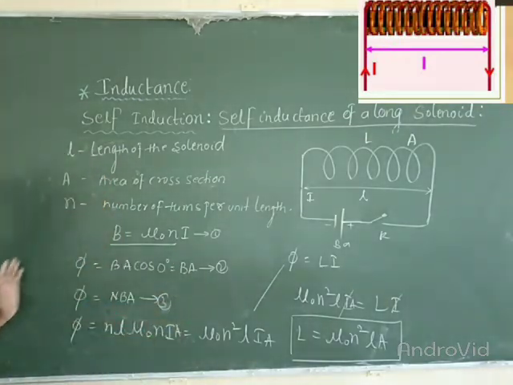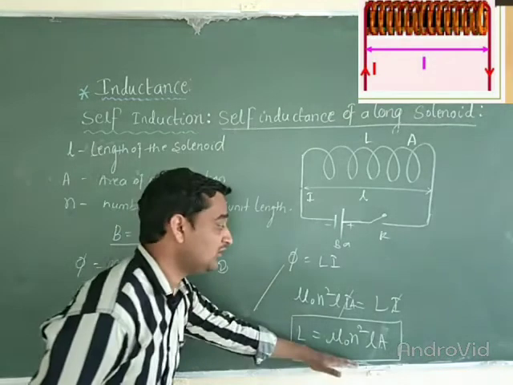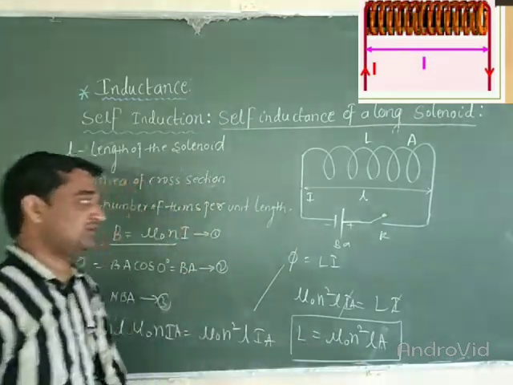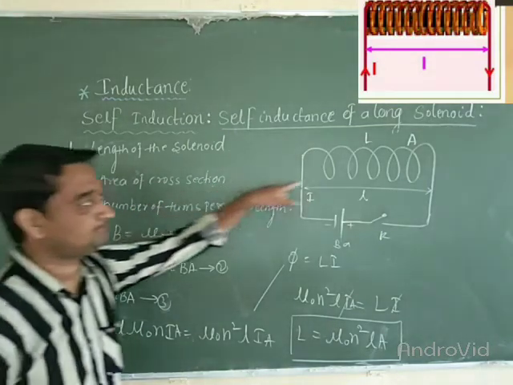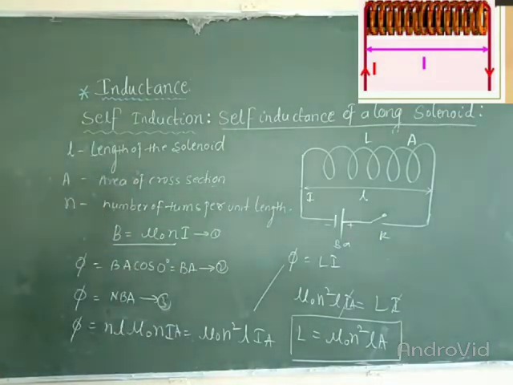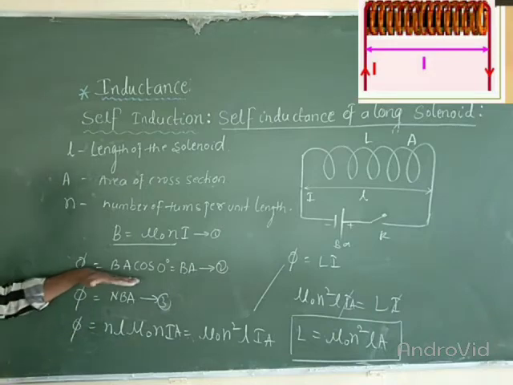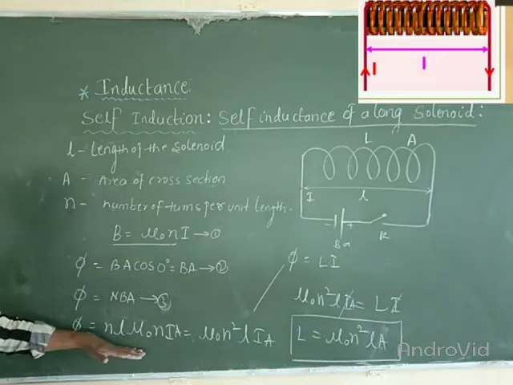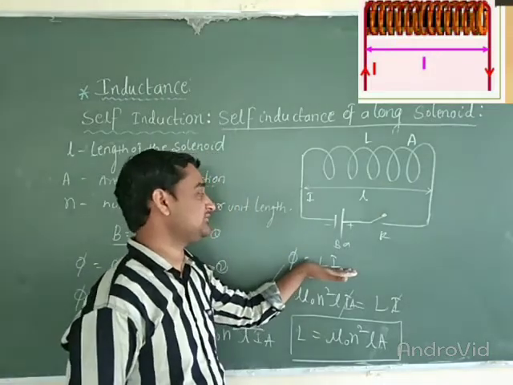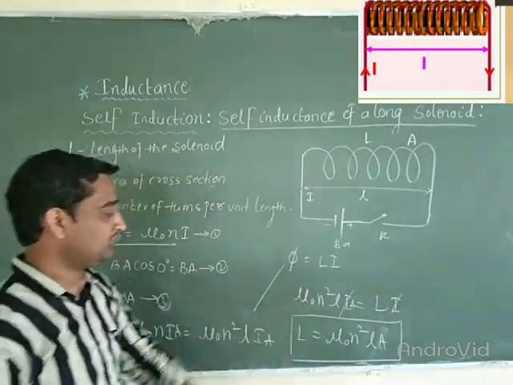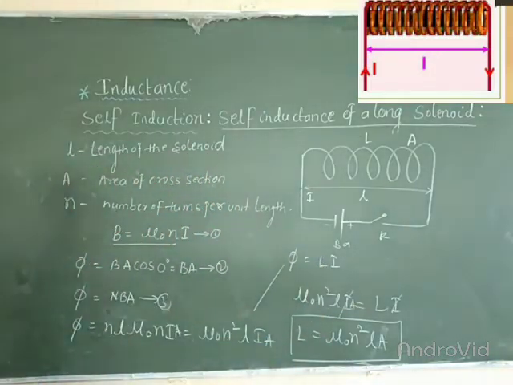So this is the important derivation. Self-inductance of the coil, you have to remember this expression and the factors it depends on. So this B is the magnetic field inside the solenoid. From this expression we have written the magnetic flux, and also the magnetic flux in terms of the self-inductance of the coil, L into I. So finally we have arrived at this expression here.